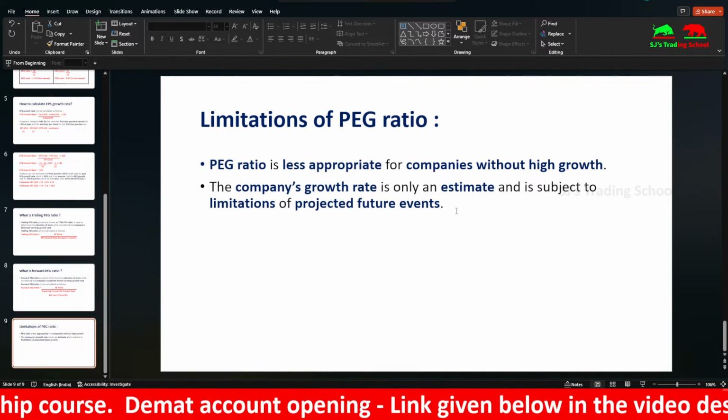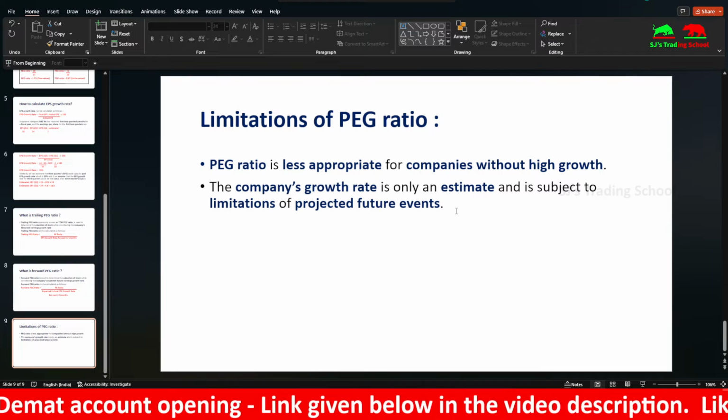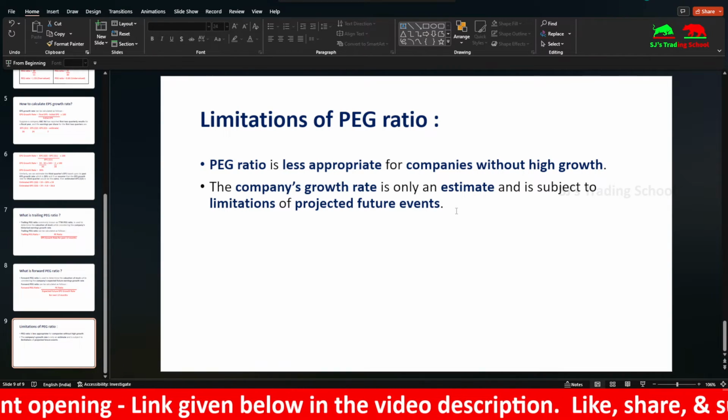So that's this video, guys. Hope you have got a better clarification of what the PEG ratio is, and how to analyze using the PEG ratio.